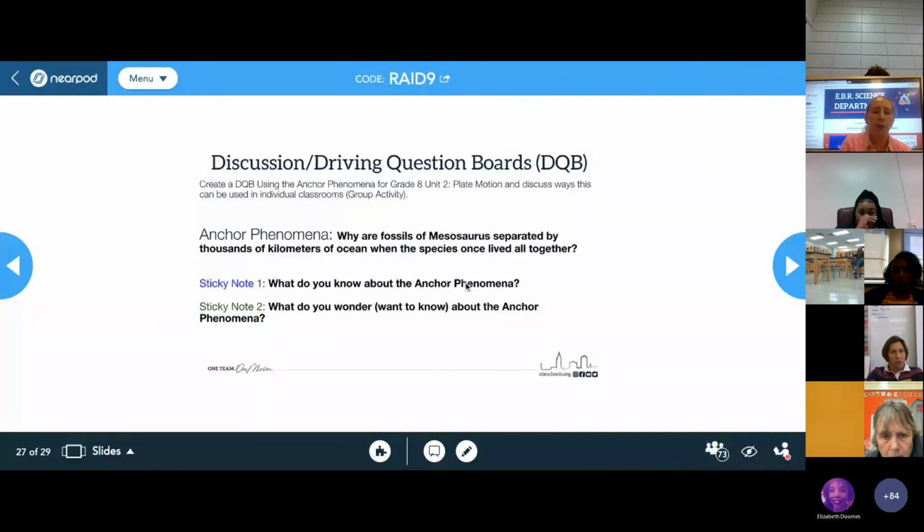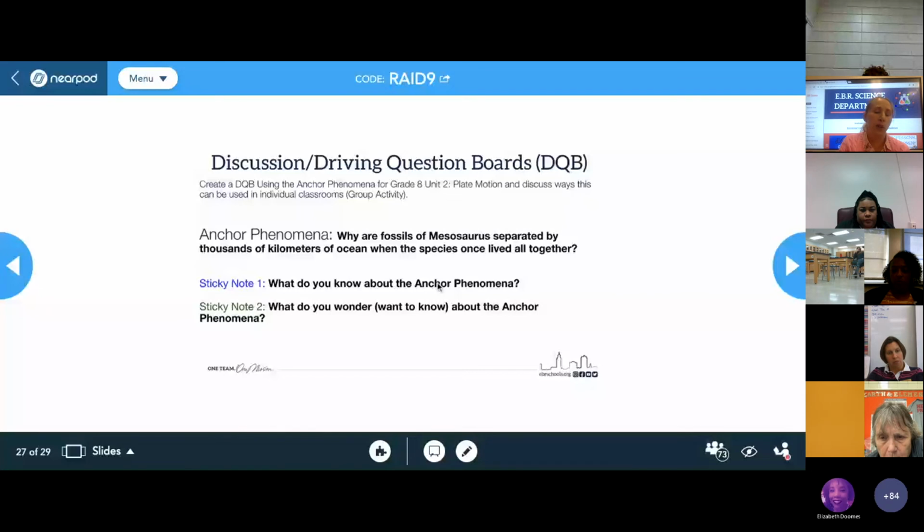So this is one particularly just from 8th grade. This is from the Amplify Unit 2, and the anchor phenomenon was wire fossils of a Mesosaurus separated by thousands of kilometers of ocean when the species once lived all together. So they all lived together, but now they're finding these fossils thousands of kilometers apart, separated by ocean.